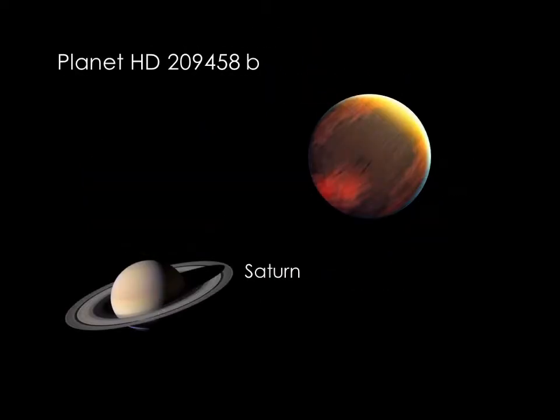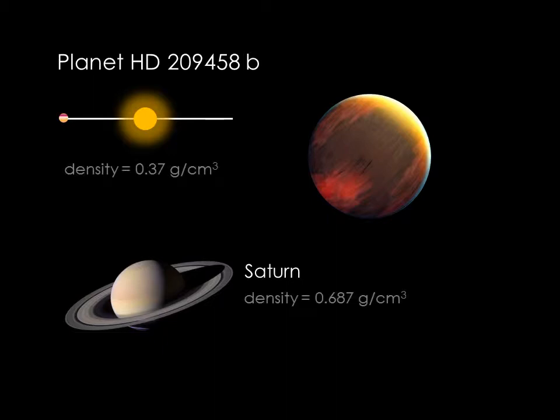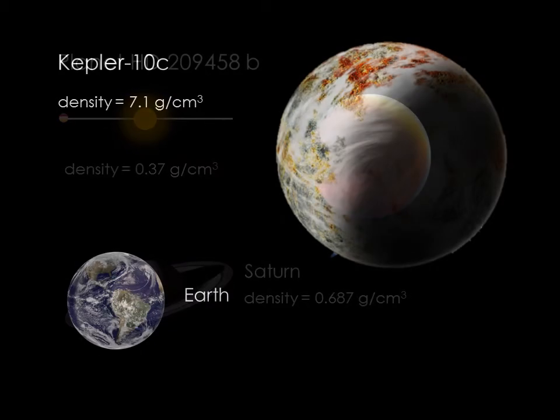The first exoplanet for which astronomers could calculate a density was planet HD 209458b. Because the system is seen edge-on from our perspective, the Doppler method yielded a true mass and not just a minimum mass for the planet. Combining Doppler and transit data, astronomers calculated a density of 0.37 grams per cubic centimeter.